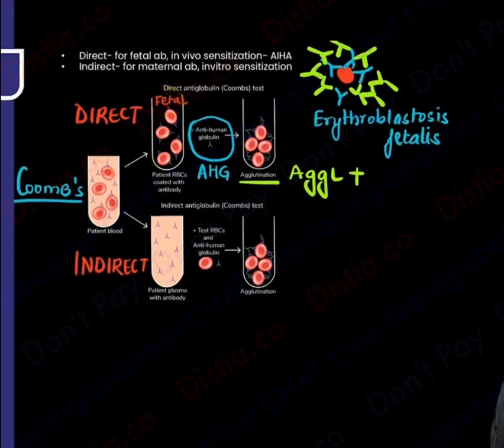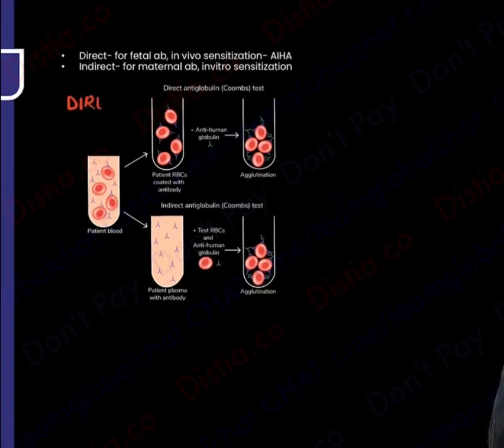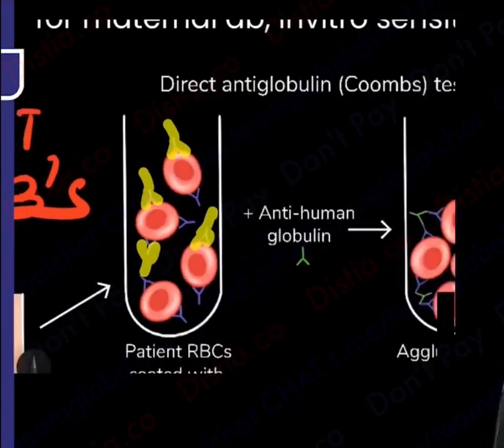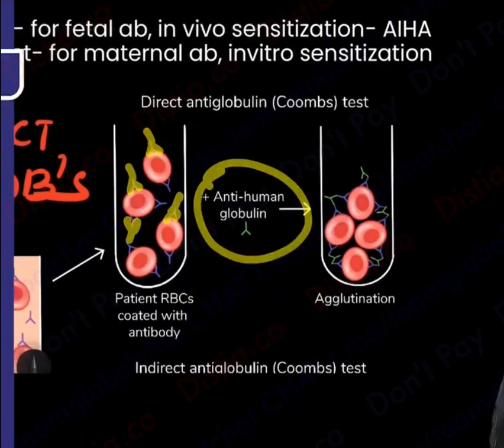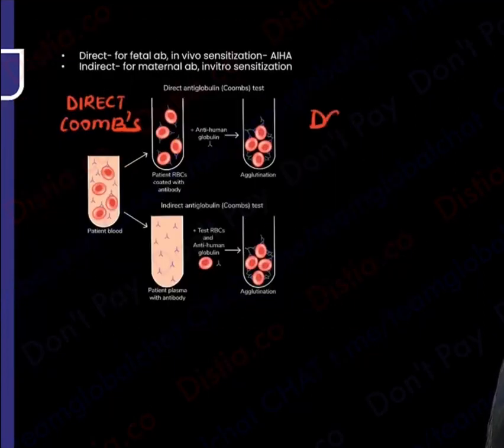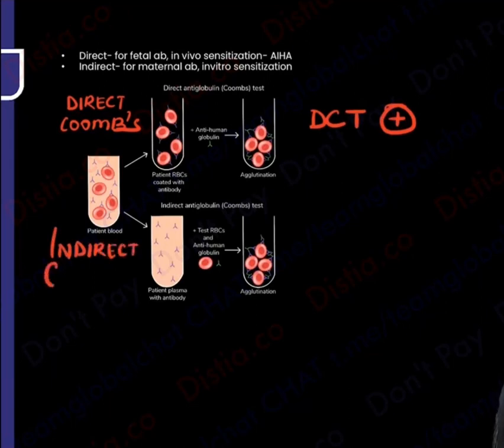Let's do a very, very quick recap. I'm talking about the direct Coombs over here. I have assumed that my fetus over here had erythroblastosis fetalis. So the fetal cells already had covered themselves with some antibodies while in utero. So when I have taken and added another antibody, it has gone and bridged the gap. I have seen an agglutination. I will say DCT, direct Coombs test is positive. The fetus had antibodies.